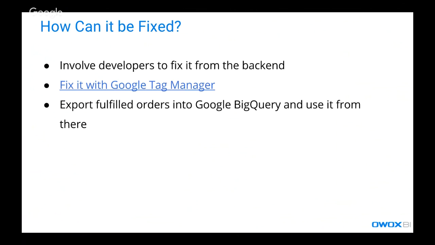And the third option is not to fix the problem in GA, but to upload data about real transactions and real revenue to Google BigQuery. This solution will allow you to use only real revenue to create all the reports you need, but this solution is not so useful because you can't see the real data in GA to understand the impact of your advertising channels.